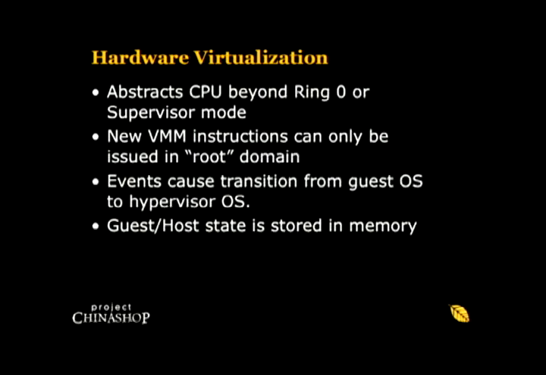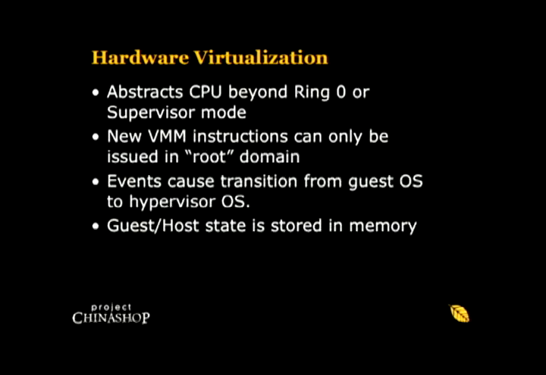And so how a lot of these work is the processors. Intel processors have the 4 rings. RISC processors have basically just supervisor mode and normal mode. But we'll talk mostly about the Intel architecture, because that's what everyone's doing right now. Basically, what the virtualization does is it abstracts all the state of the processor beyond ring 0. So there's a special set of instructions that can only be executed in what they call a root domain, and that's how they have a fully privileged ring 0 and a lesser privileged ring 0.